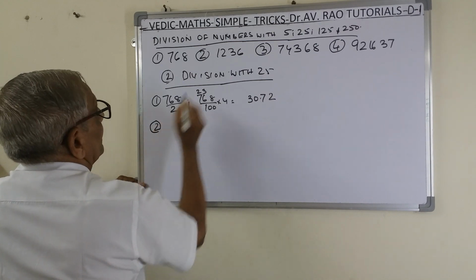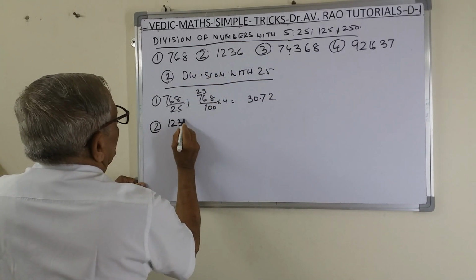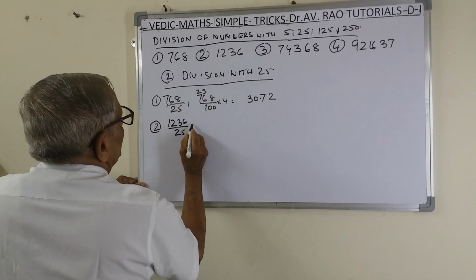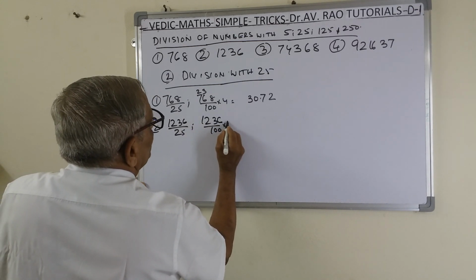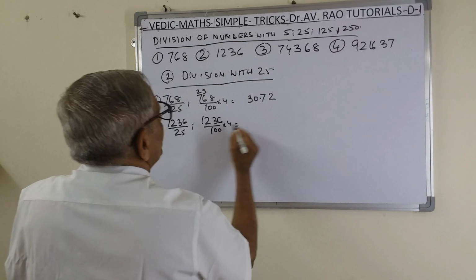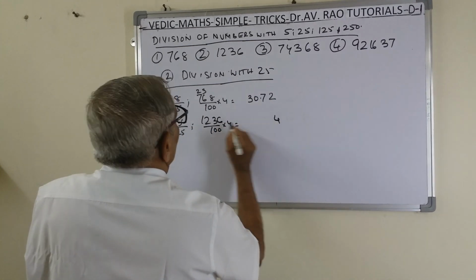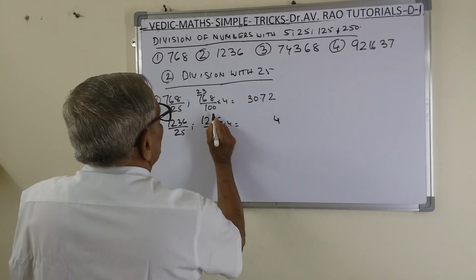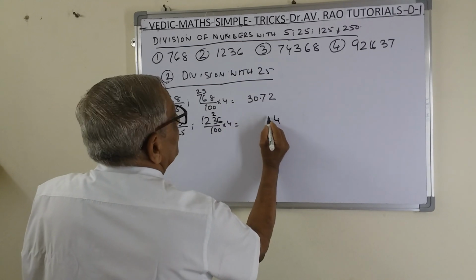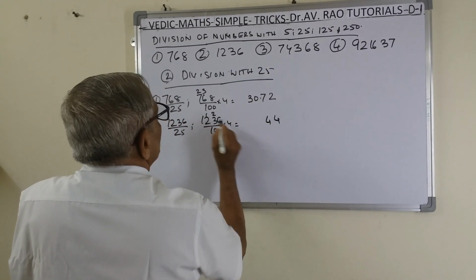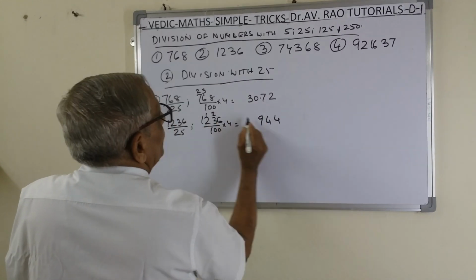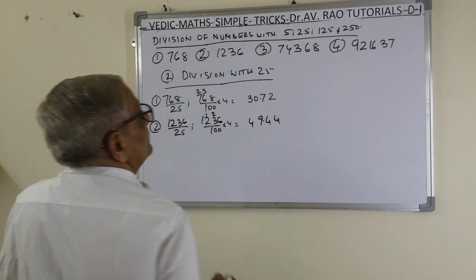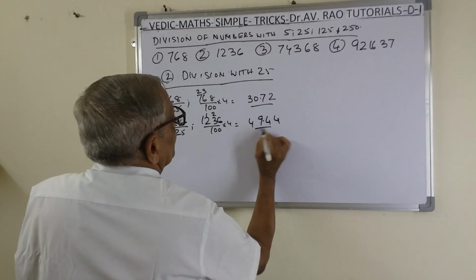Second, 1236 divided by 25. This can be written as 1236 by 100 into 4. Now multiplying with 4, 4 6s are 24, 2, 4 3s are 12 plus 2 is 14, 1, 4 2s are 8 plus 1 is 9, 4. Now put a dot here. So this will be the answer.